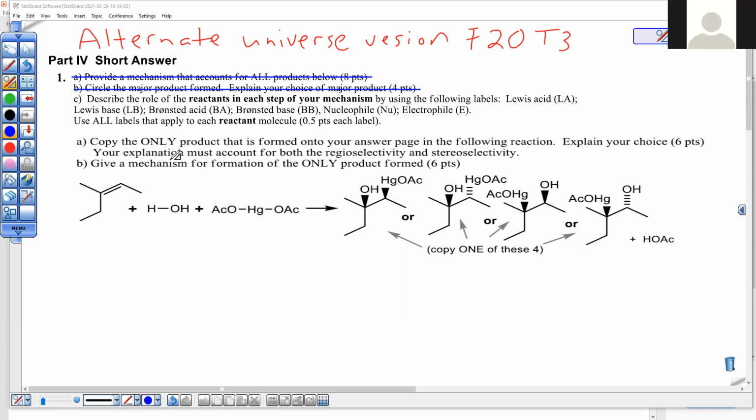So we're going to copy the only product that is formed onto my answer page, explain my choice, give a mechanism for formation of the only product formed, and describe the role of the reactants. Got our Lewis acid, electron acceptor, Lewis base, synonymous with nucleophile, and we'll take it from there. So here we go. I'll just start with the mechanism.